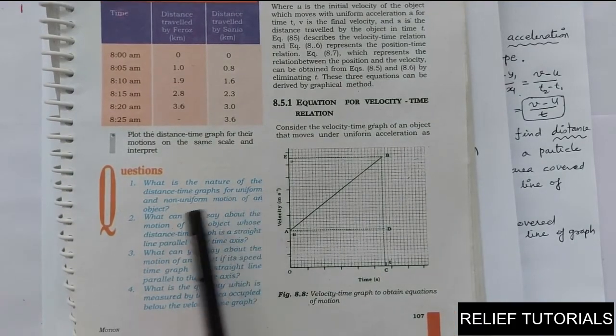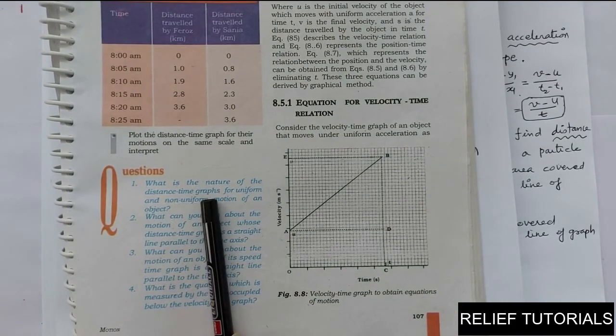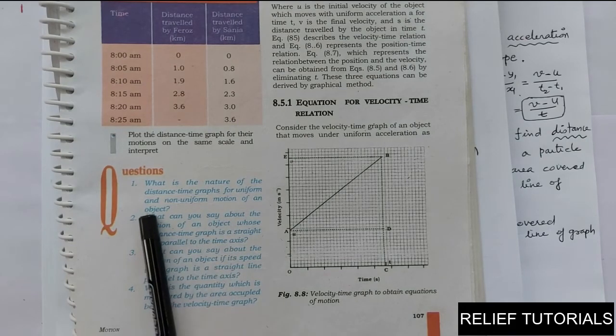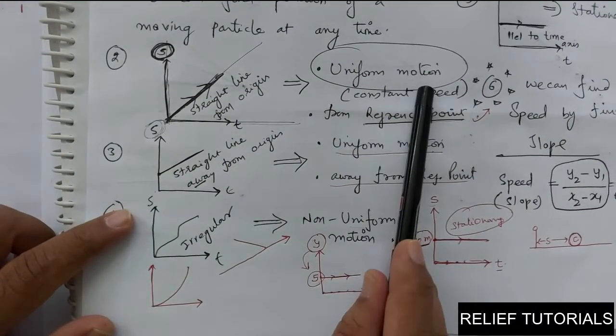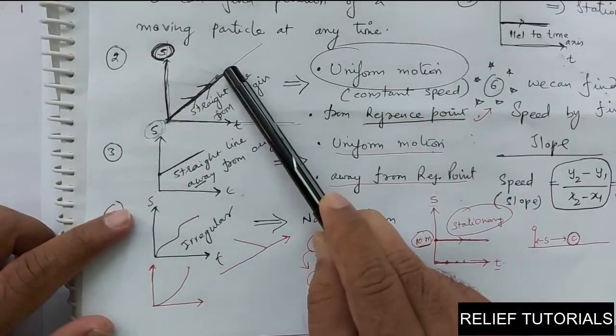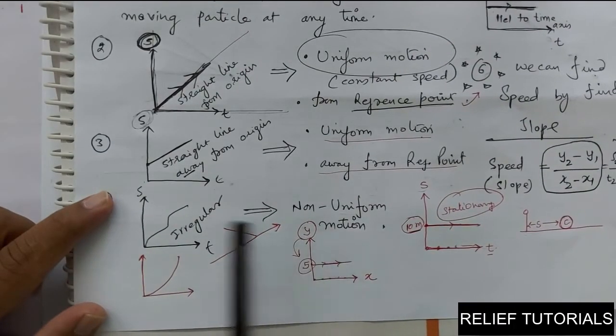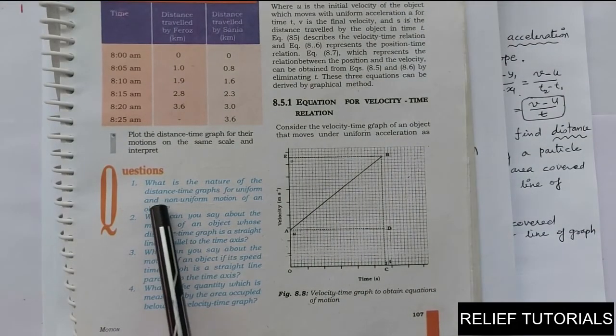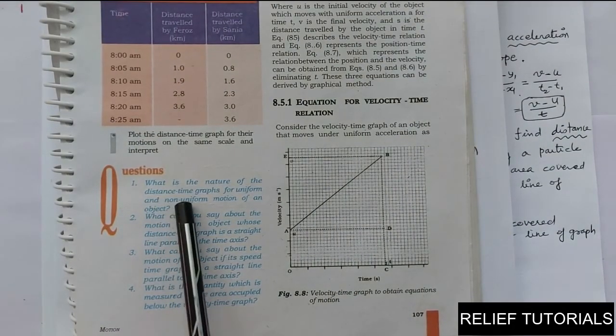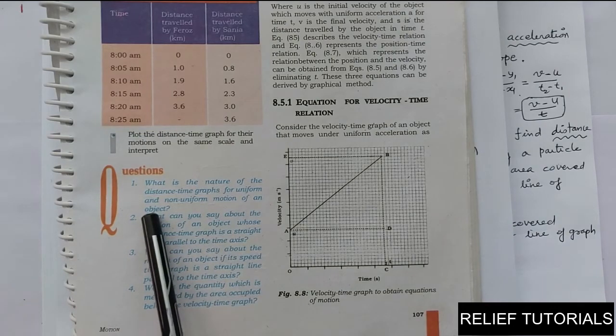What is the nature of the distance versus time graphs for uniform and non-uniform motion? So this is the answer here. In the distance versus time graph, for uniform motion, the nature of graph is straight line, and for non-uniform motion, the nature is irregular in shape. So in the answer, the nature of distance versus time graph for uniform motion is straight line, and for non-uniform motion is irregular line.